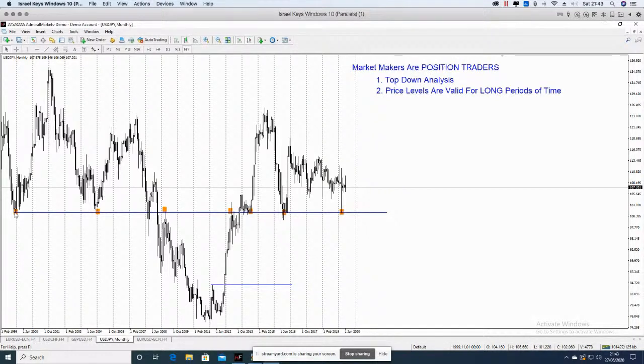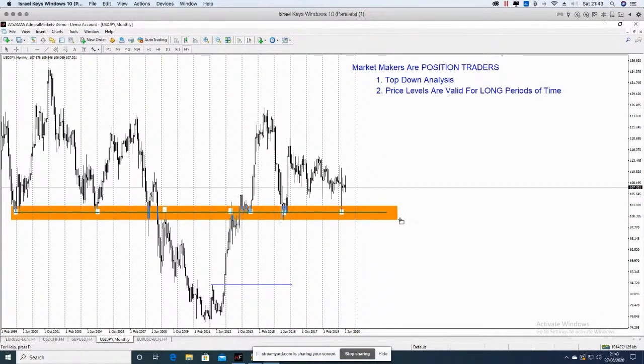Why are these levels important? Because people with deep pockets have orders at that level. In essence, if I draw a zone here, if I draw out a zone there, which is really how these levels work, you should think of them more as zones than just exact price points, although the points can be very precise.